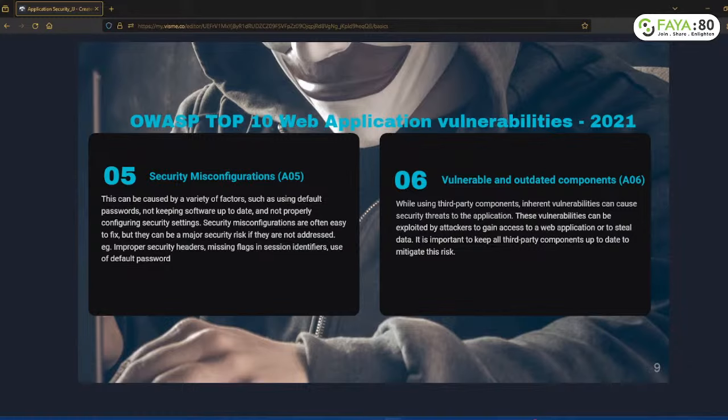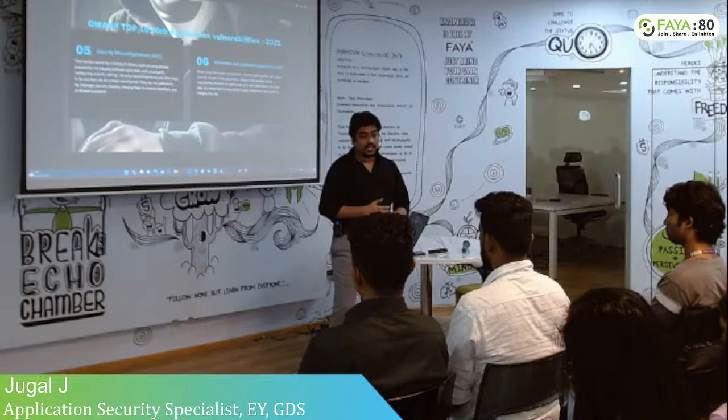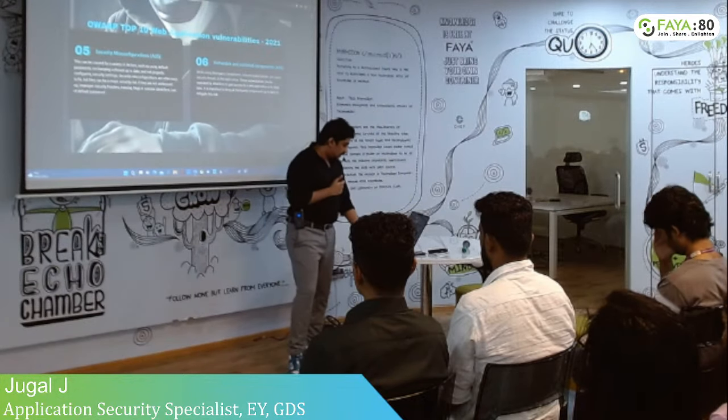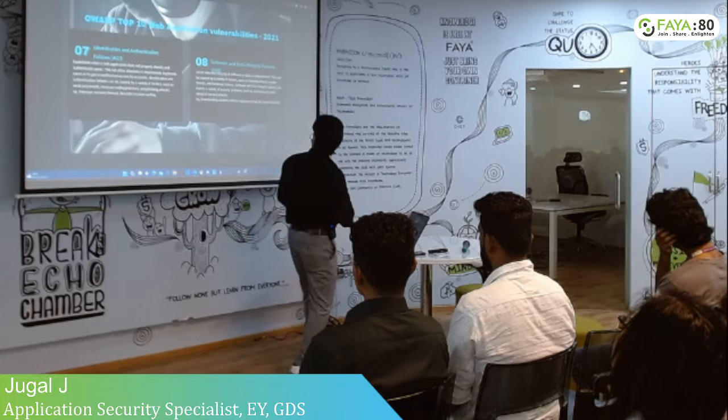And then vulnerable and outdated components. I think that is pretty self-explanatory. I don't even have examples for those. Always try to update the third party libraries that you deploy, whatever services you have, maybe the servers that you're running on. Make sure it's always updated. If there is a security bug, look out and see if any fixes are deployed. If you have a fix or a patch, install it as well. If you don't, that's a problem.